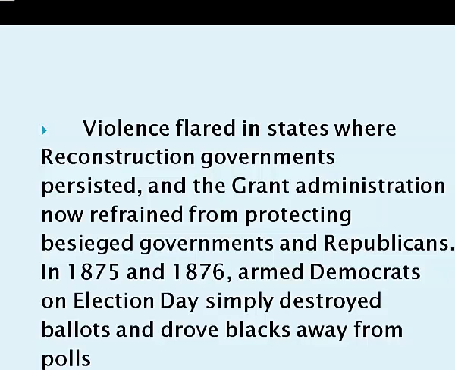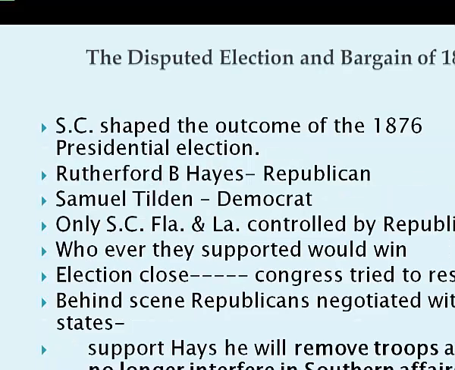Violence flared in states where Reconstruction governments persisted, and the Grant administration now refrained from protecting the besieged governments and Republicans. In 75 and 76, armed Democrats on Election Day simply destroyed ballots and drove blacks away from the polls. They took the states of Mississippi and South Carolina. Events in South Carolina directly shaped the outcome of the 1876 presidential election.